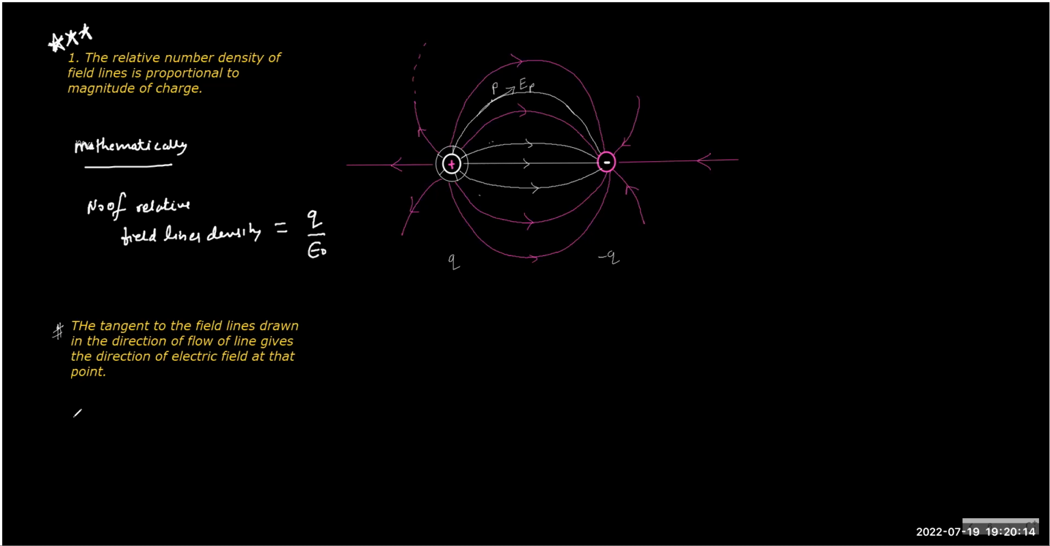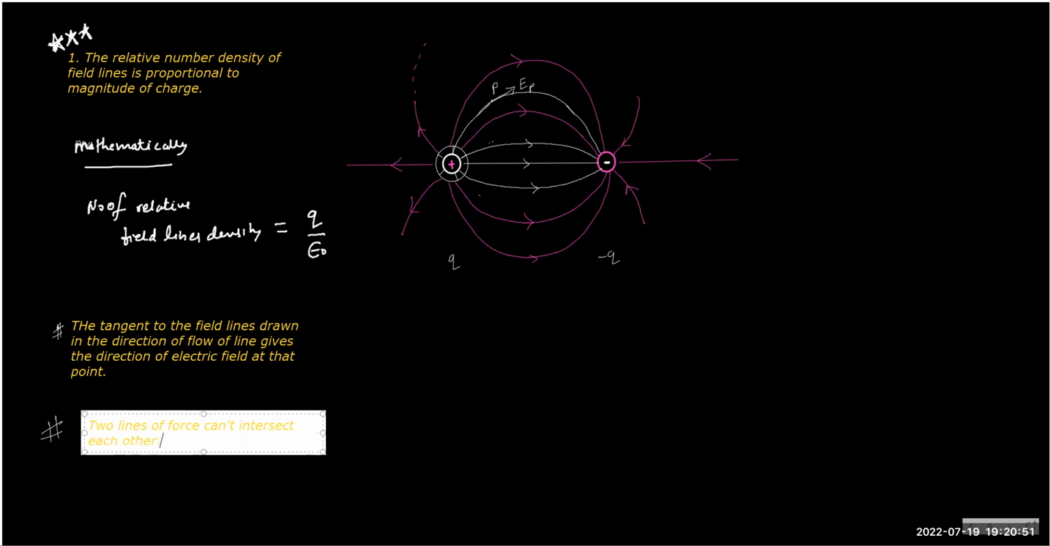So the tangent to the field lines drawn in the direction of flow of line gives the direction of electric field at that point. That's too verbose. It's common sense. The tangent to the field lines gives you the direction of it. That's it. So that comes to the conclusion that two lines of force cannot intersect each other.